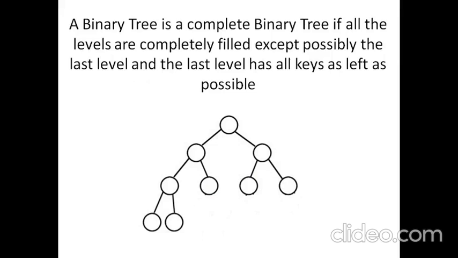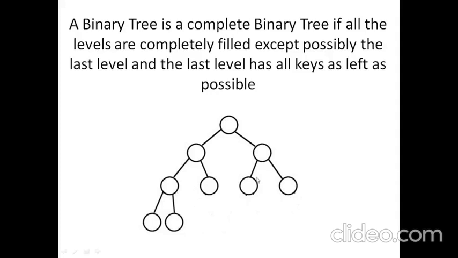So this is the definition. It's generally followed everywhere. A binary tree is a complete binary tree if all the levels are completely filled except possibly the last level, and the last level has all keys as left as possible. For example, the tree that you are currently seeing on the screen is actually a complete binary tree as per the description given here, because the last level alone is having some blank space.